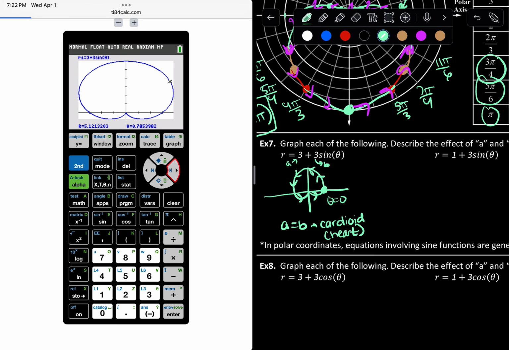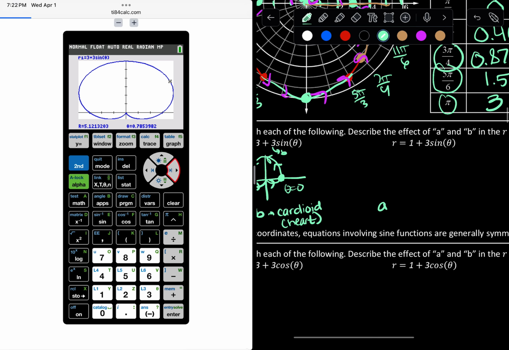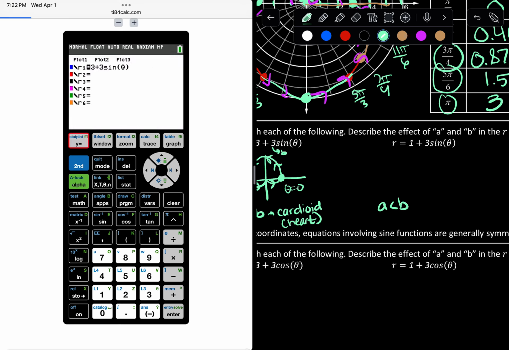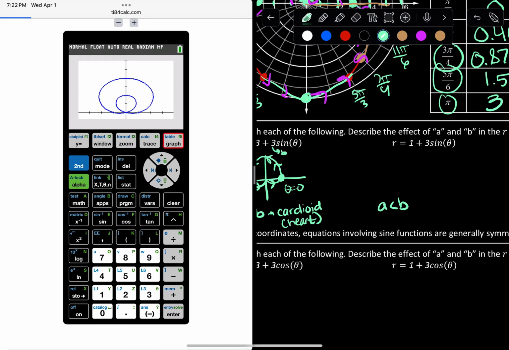Now the next case, we have 1 plus 3 sine theta. This is when A is less than B. So we have 1 and 3. If you type this into your calculator, 1 plus 3 sine theta, and go to graph, we get something a little bit different. If I hit trace, we're starting on the polar axis. Theta is equal to 0.